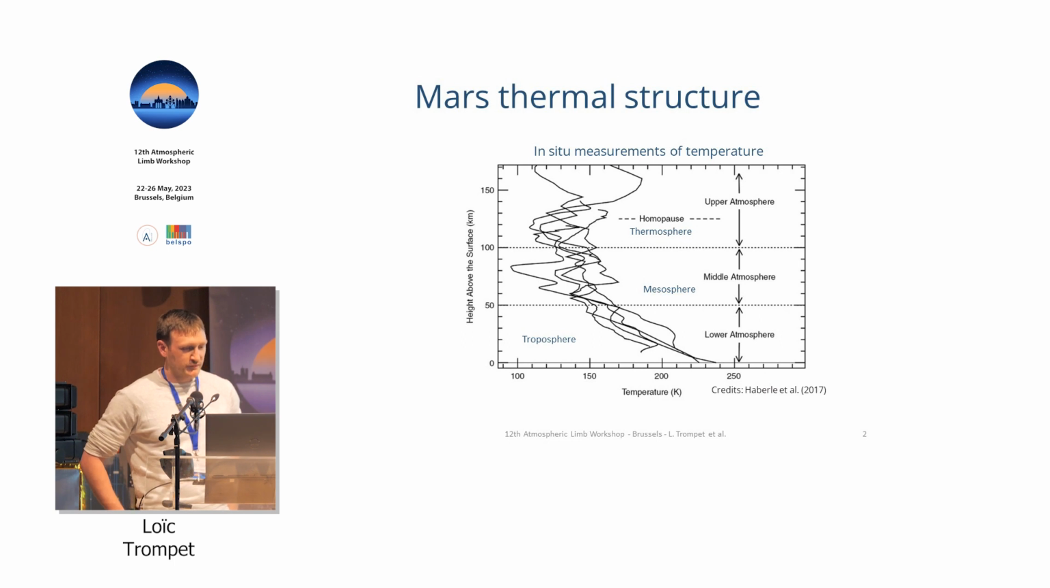So here we have a separation into three different regions. You have the troposphere going from 0 till 50 kilometers, the mesosphere from 50 till 100, and the thermosphere starting at 100 kilometers. The troposphere is the most studied region on Mars by far. There are also a lot of studies that have been done, specifically recently with the MAVEN mission, about the thermosphere, and here I'm going to speak more specifically about the mesosphere, which was less studied.